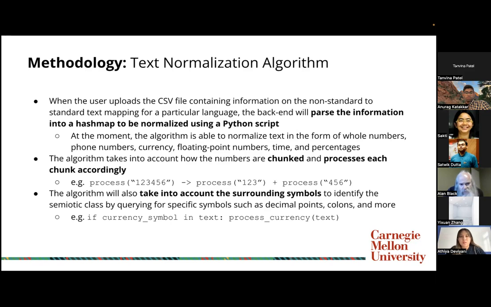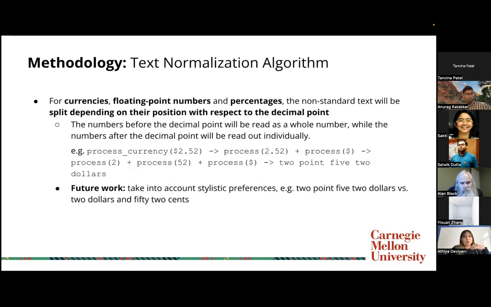And of course, for the different semiotic classes that are denoted by special symbols, it will take into account the surrounding symbols. So for example, decimal points, currency symbols, percentages, and whatnot, and it will process those accordingly. For currencies, floating point numbers, and percentages, the non-standard text will be split depending on the position with respect to the decimal point. But there's a problem with, again, style problems.